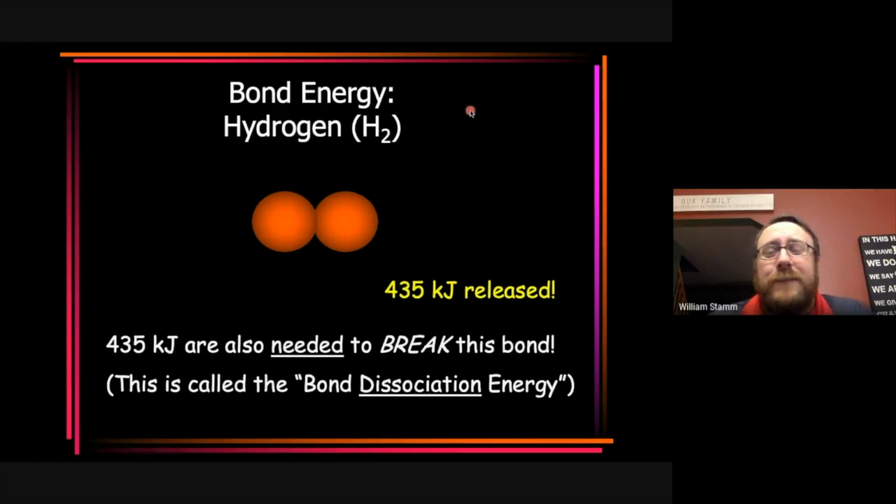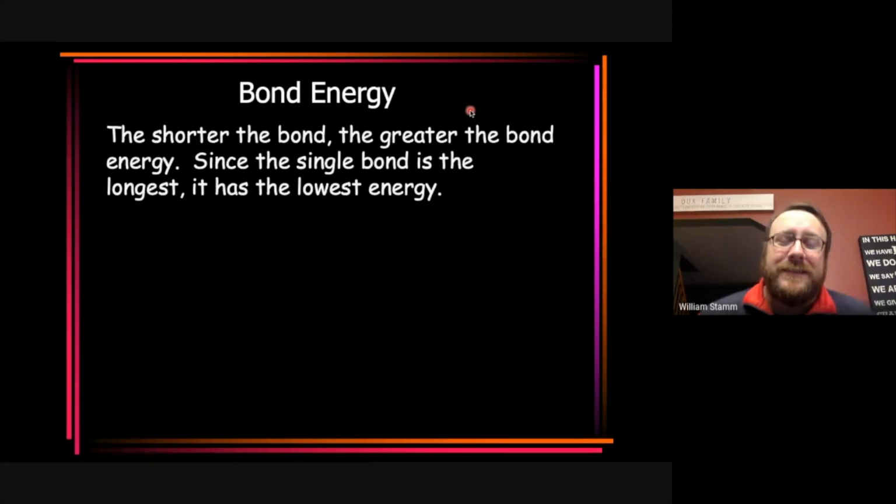This is actually called the bond dissociation energy. It dissociates the bond. The bond is an association between two atoms. If you dissociate it, it goes away. The bond breaks. So you have to provide at least 435 kilojoules to do that. Now, here's kind of the key. The shorter the bond, the greater the bond energy. So the shorter the bond, the closer the bond is, the greater that energy is.